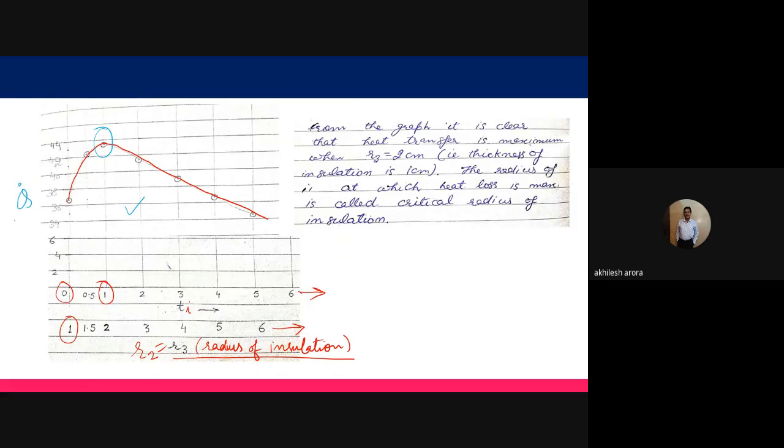This is actually Q by L. So this is maximum when the thickness of the insulation is 1 centimeter, or the radius of the insulation is 2 centimeter. That means there must exist some critical value, basically the point where this value of heat loss comes out to be maximum. This value of radius and thickness is the critical value. This critical value can be called RC, the critical radius of insulation, and it could be TC also, the critical thickness of insulation.